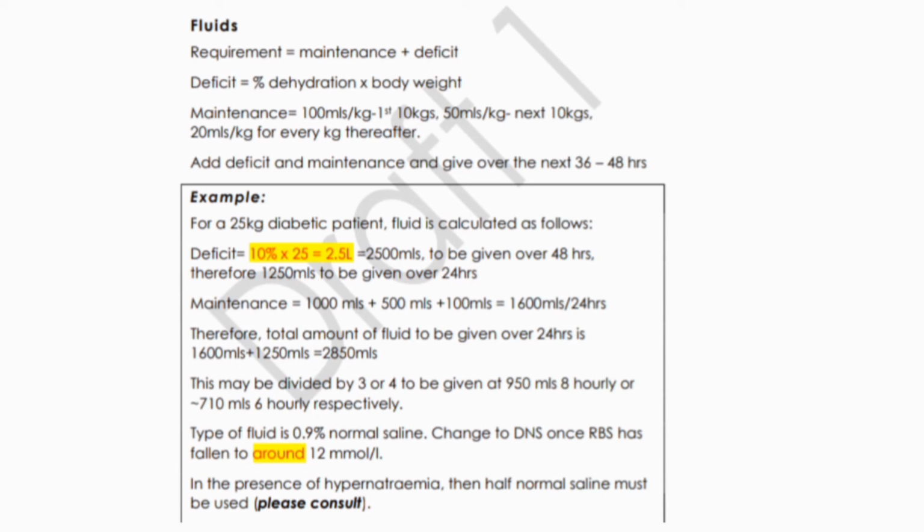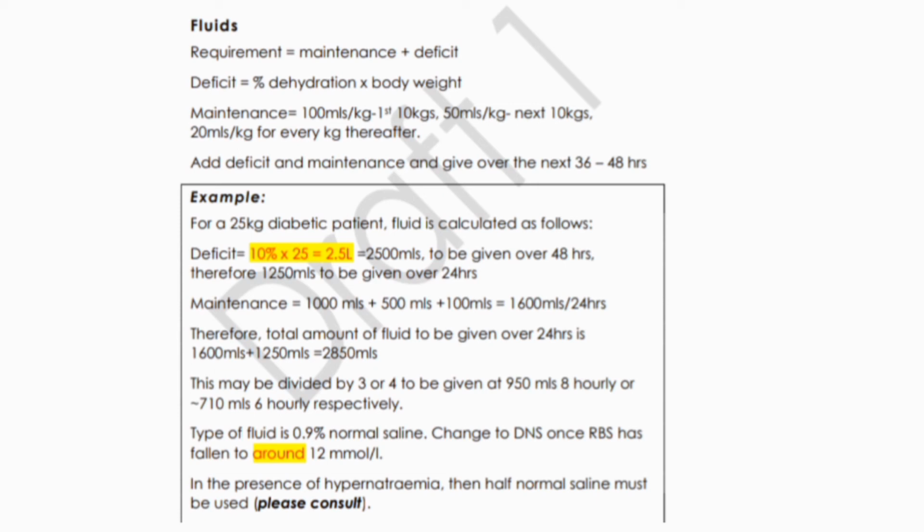Then there is also the deficit. So how do we calculate the deficit? Percentage of dehydration times the body weight. Then the maintenance, I said we use the Holliday-Segar method. So your 100 mils per kg for the first 10 kg, 50 mils per kg for the next 10 kg, and 20 mils per kg for every kg thereafter. Then add deficit and maintenance and give over the next 36 to 48 hours. So there is an example there.